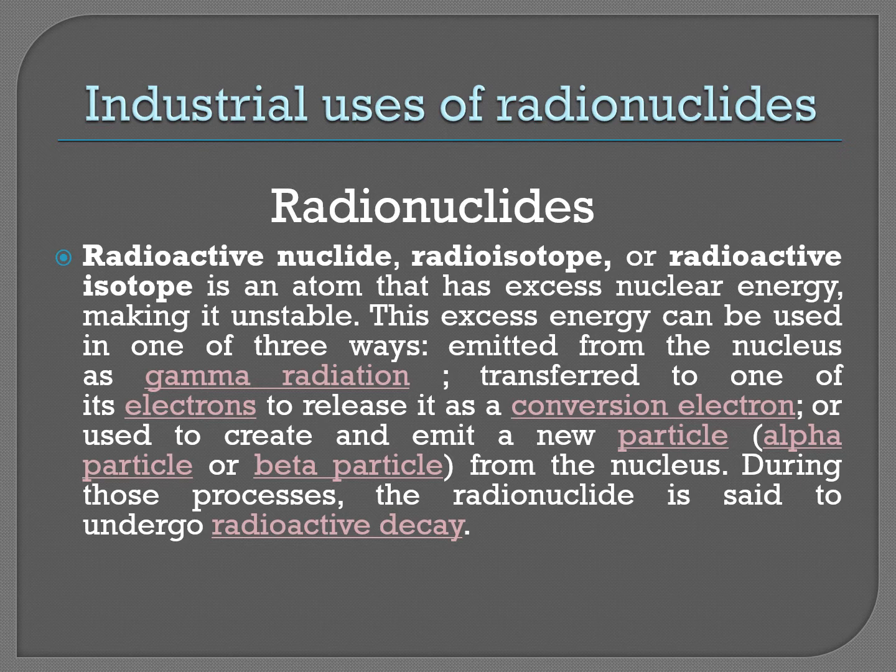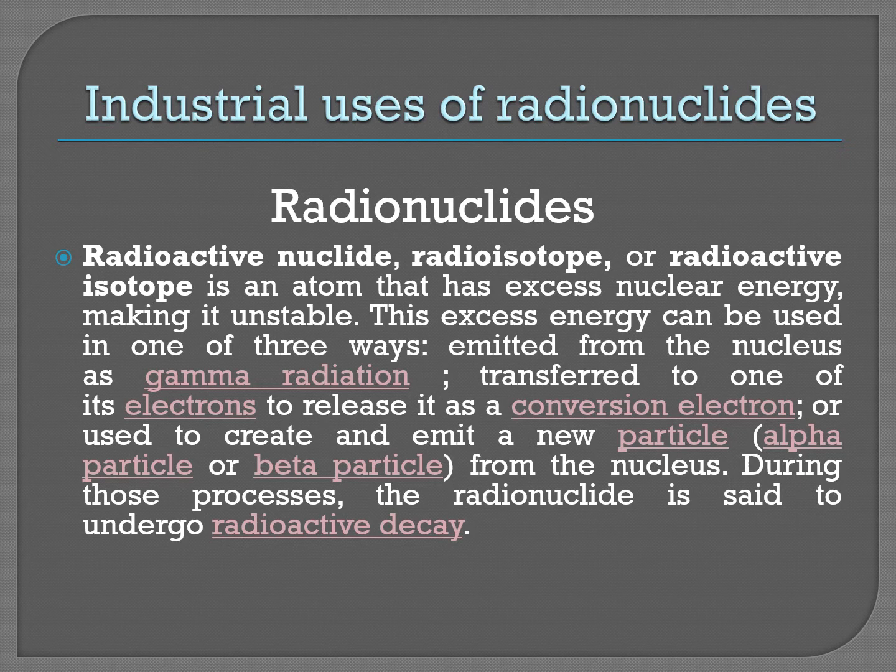So it is basically an atom having excess nuclear energy, and this energy can then be utilized in different ways. Basically this energy is utilized in three ways: it is emitted from the nucleus as gamma radiation, can be transferred to one of its electrons to release it as a conversion electron, or used to create and emit a new particle, which may be an alpha or beta particle from the nucleus.